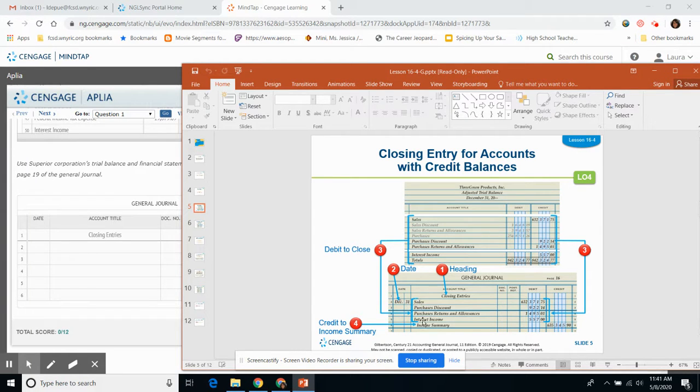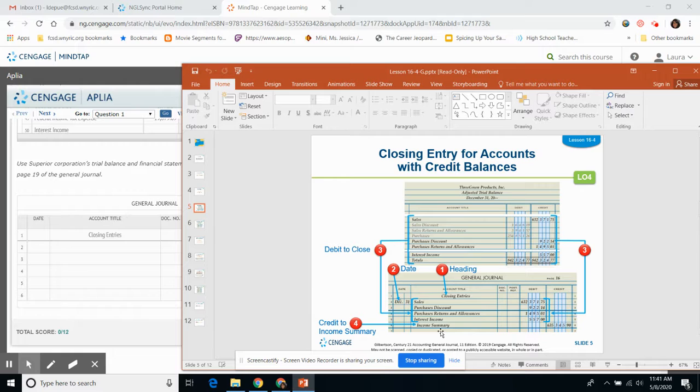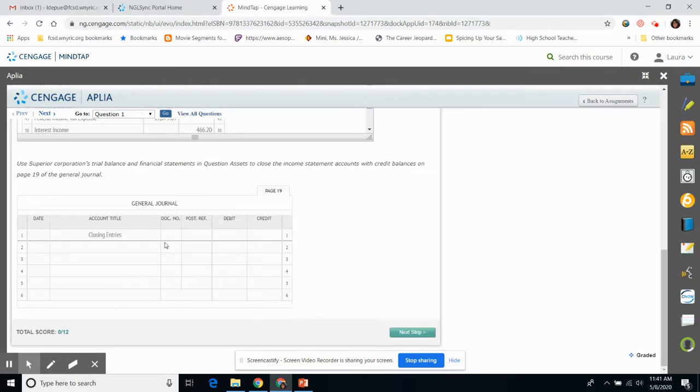We're going to be debiting those 4 accounts. And remember, to close it, you're basically dumping it into income summary. So we're going to debit sales, purchase discount, purchase returns and allowances, interest income. So it brings the accounts to zero, and then credit income summary. So go ahead and do that in this closing entry, and then I will show you the answer.